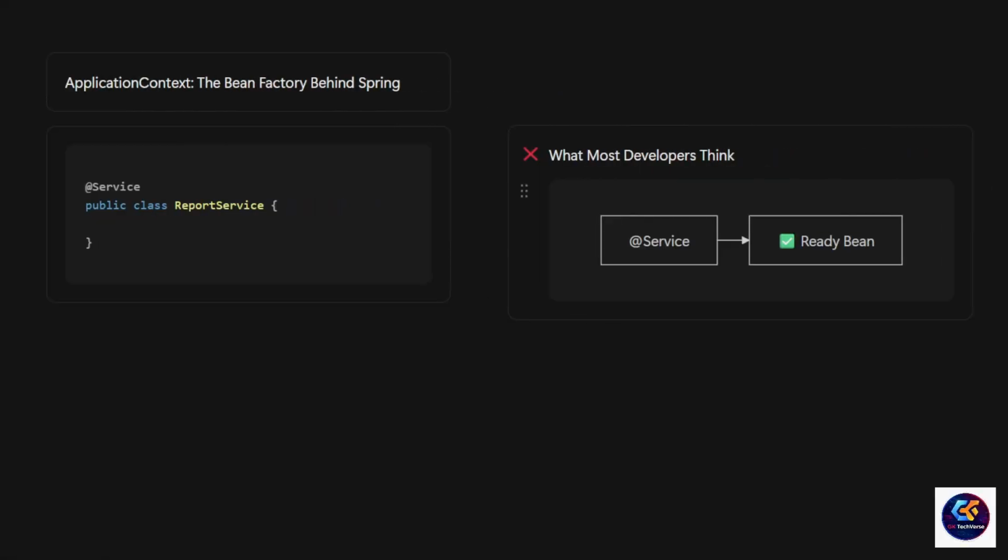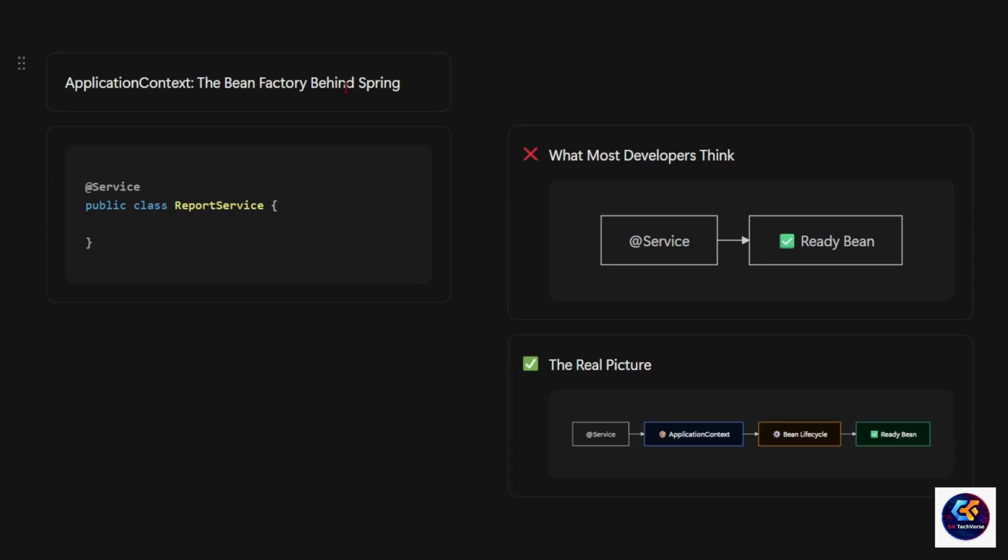Let's go back to our question. When Spring finds this class, what actually happens? Does Spring simply create an object using the new keyword? Not at all. Instead, Spring hands this responsibility to something called the application context. This is how most developers imagine Spring works. Find the annotation, create the object, done. But Spring does much more than that.